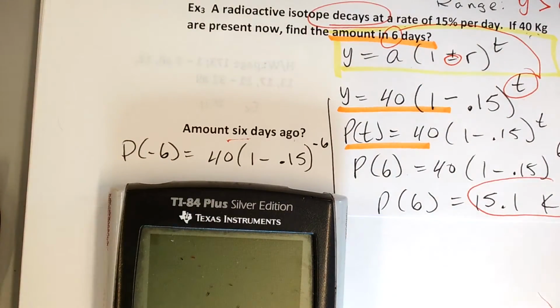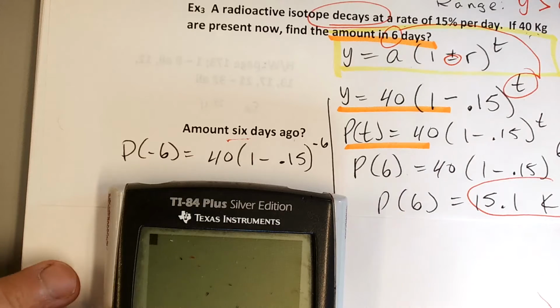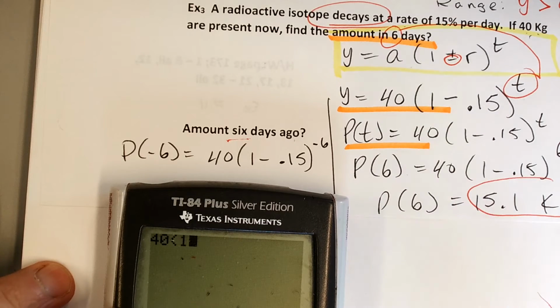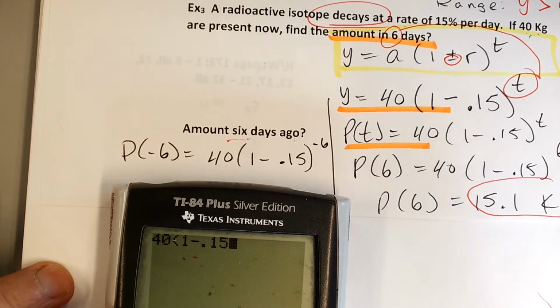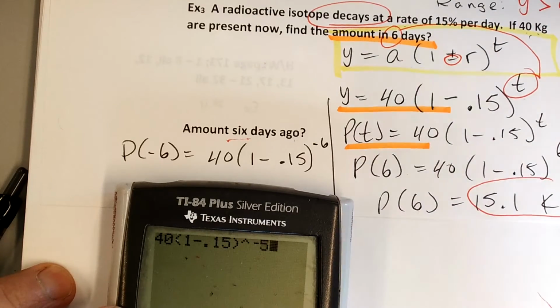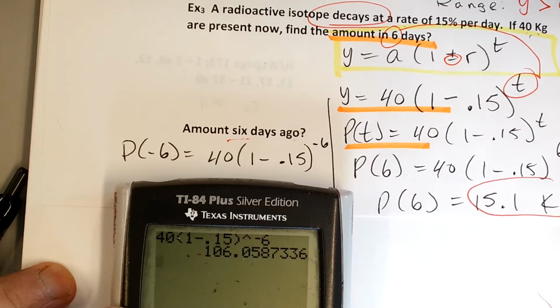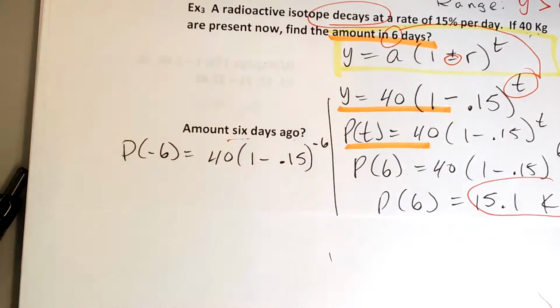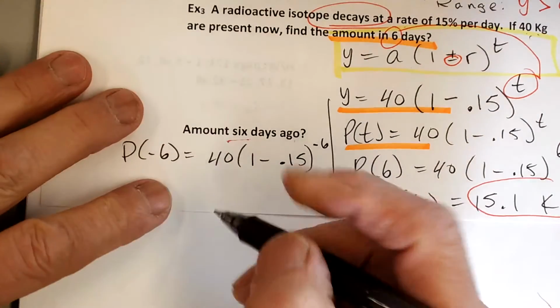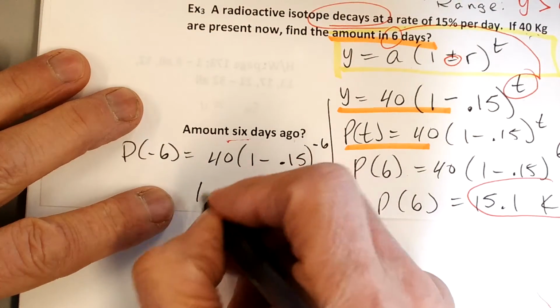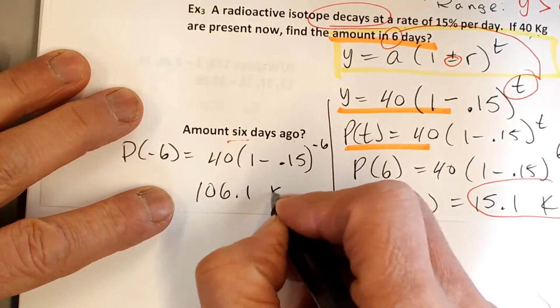Thank you. Right. So if I'm thinking it's decaying, then 6 days ago there should have been a lot of it. Does that make sense? Right? 6 days ago should be a lot of it. So my answer should be more than 40. And so if I just use my calculator, 40 times parentheses 1 minus 0.15 to the power of negative 6. Oops, negative 6. Yeah, about 106. So we found it in the dirt. If we'd gone and found it 6 days ago, there might have been 106.1 kilograms of it. Okay.